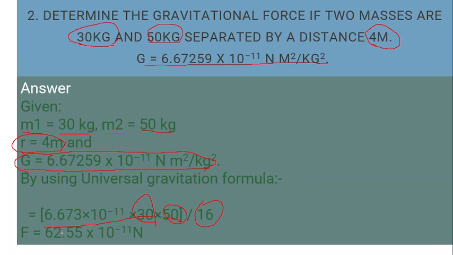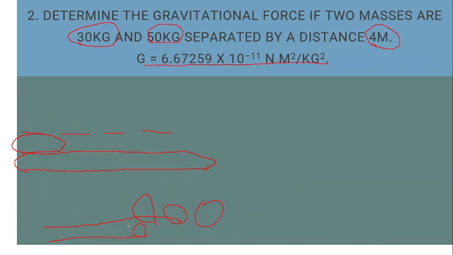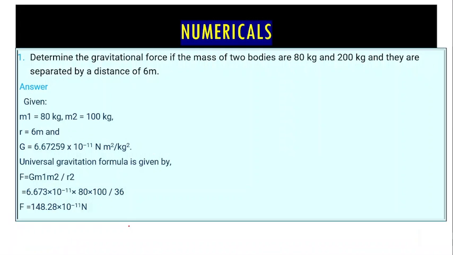Now F is equal to 62.55 multiplied by 10 to the power of minus 11. Don't forget to write the units of the value. It is newtons, and in the previous one also you should definitely write the units. It is newton. Don't forget to write the newton.